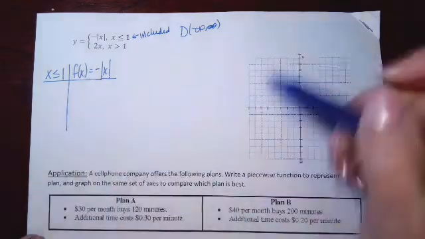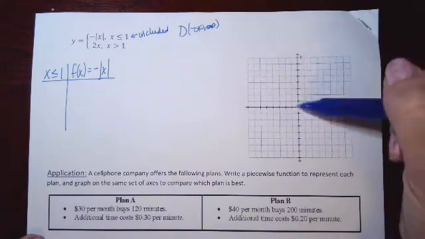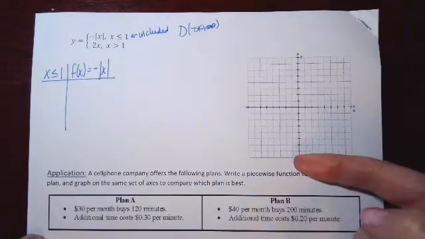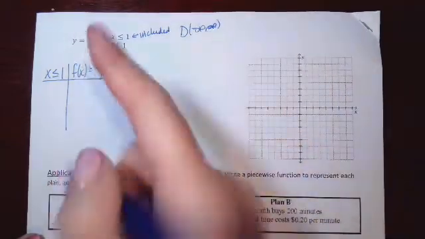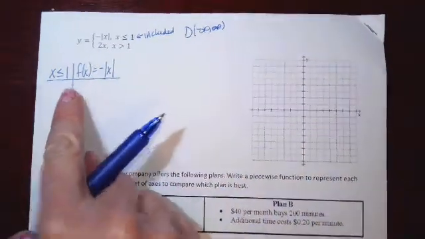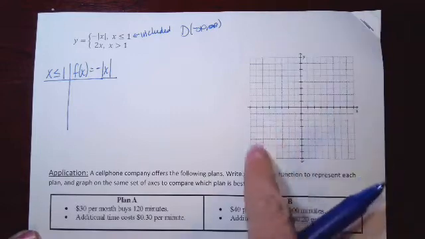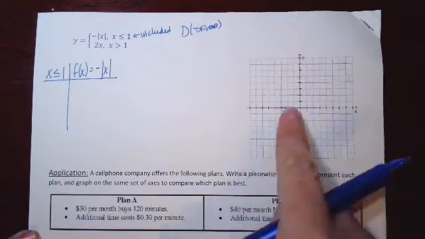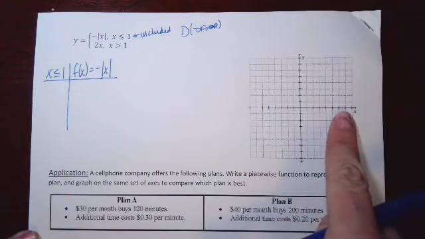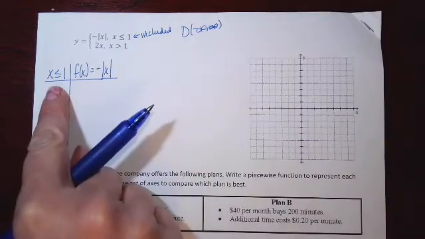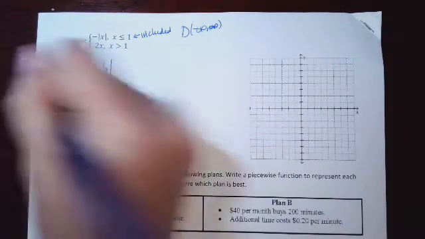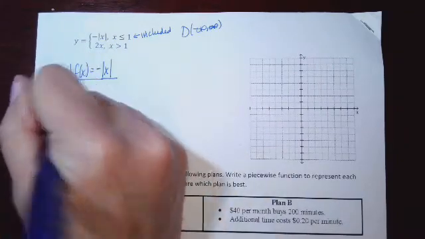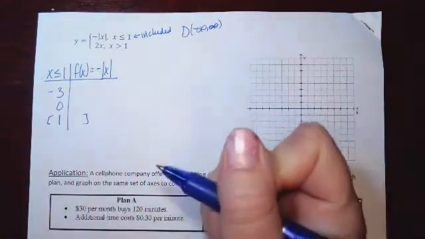Well, my parent absolute value function is a v that goes up. If I flip it over, it's going to go down. So I know the shape of this piece. It needs to stop at positive 1. So it's just going to be this piece. It's not going to be the right-hand side. So if we've got x values less than or equal to 1, let's do maybe a -3 and a 0, and I got to stop at 1, and I get to include it.